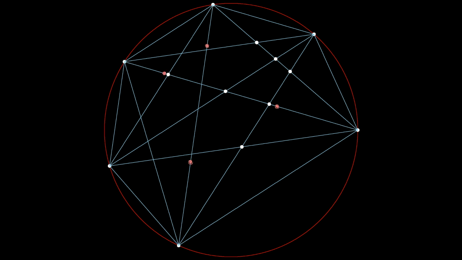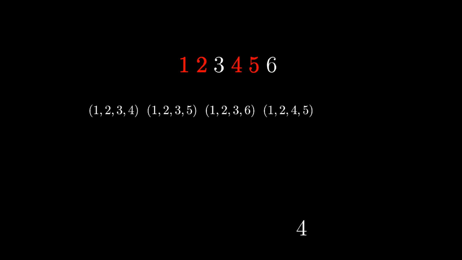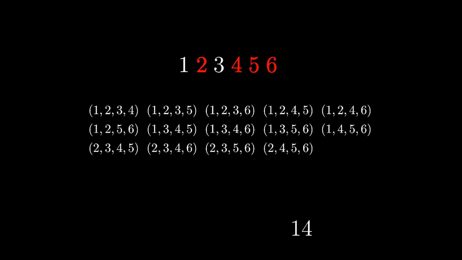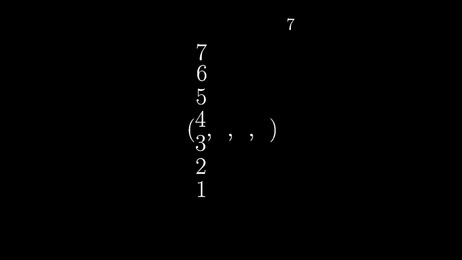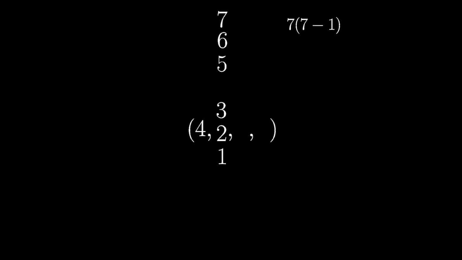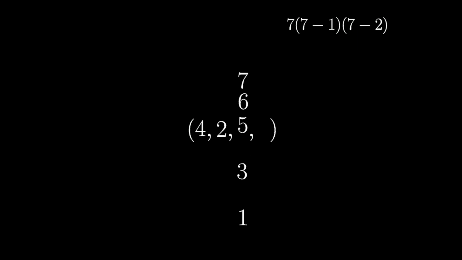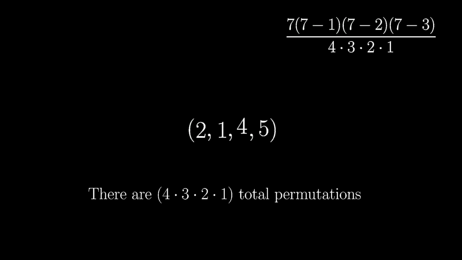This means the number of intersection points is the same as the number of quadruplets of our n starting points. The function n choose 4 counts quadruplets in a set of size n, and you evaluate it by taking n times n minus 1 times n minus 2 times n minus 3, all divided by 1 times 2 times 3 times 4. The derivation of this formula is similar to that of n choose 2. You multiply in the number of options you have for each successive entry, then divide by the extent to which you've overcounted.